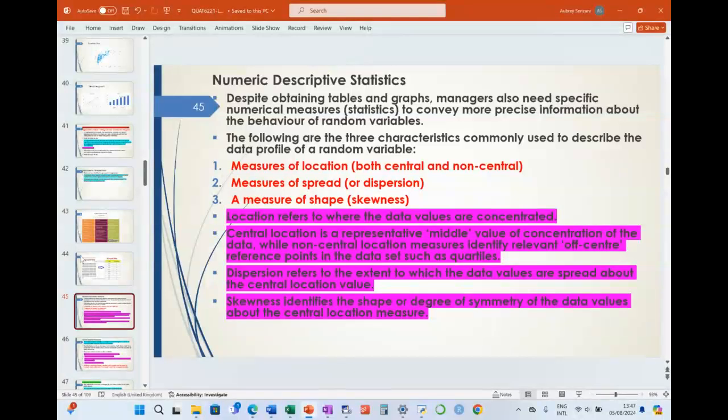Dispersion is the distance of the data values spread away from the central location value, like the average, for example. How far away is this random value from the average? Skewness, you'll see the shape of the skewness, I think. It identifies the shape or degree of symmetry of the data values about the central location measure.